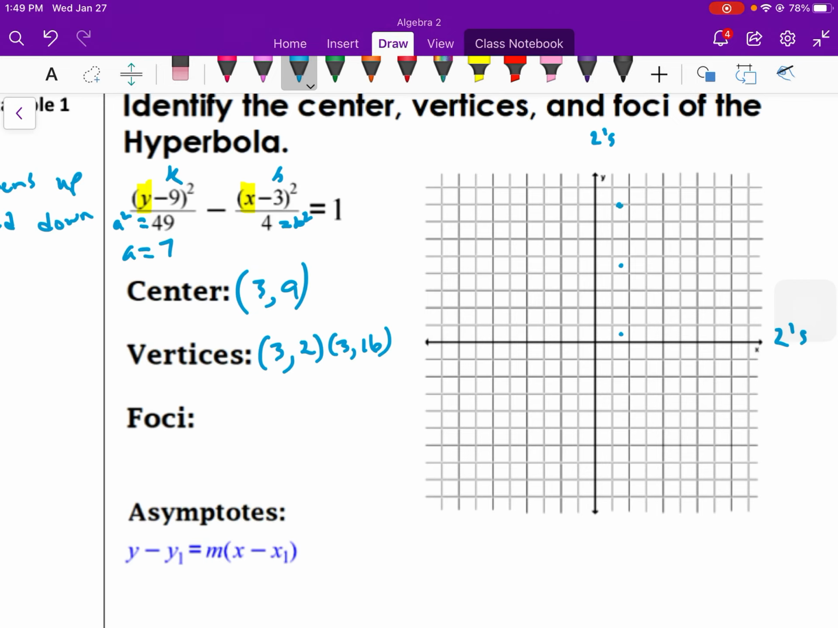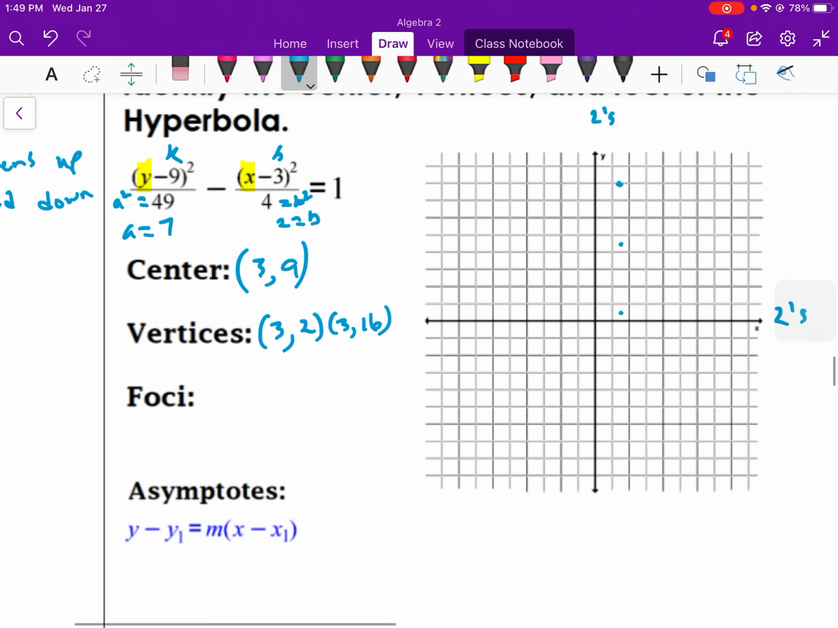Then to find where it shifts, or to find the b, that'd be 2 equals b, so that'll move horizontally plus or minus 2 from that point. Now we can draw our box. And then our foci is a squared plus b squared equals c squared, and we have those values up there. So 49 plus 4 equals c squared, 53 equals c squared, c equals radical 53.